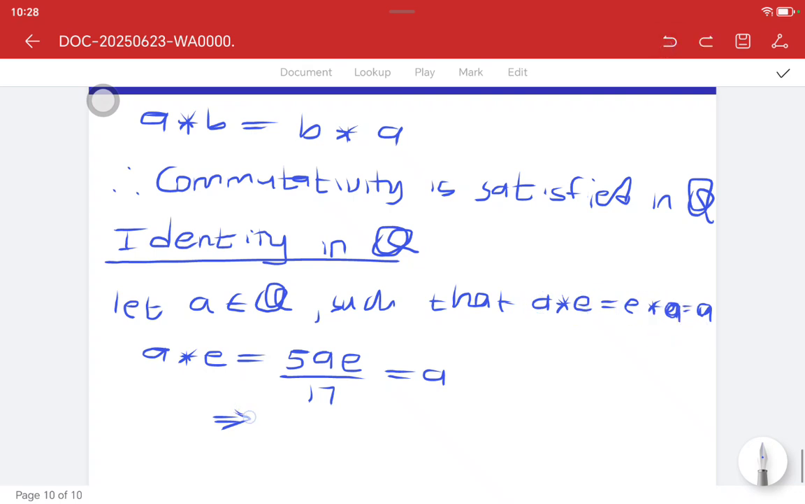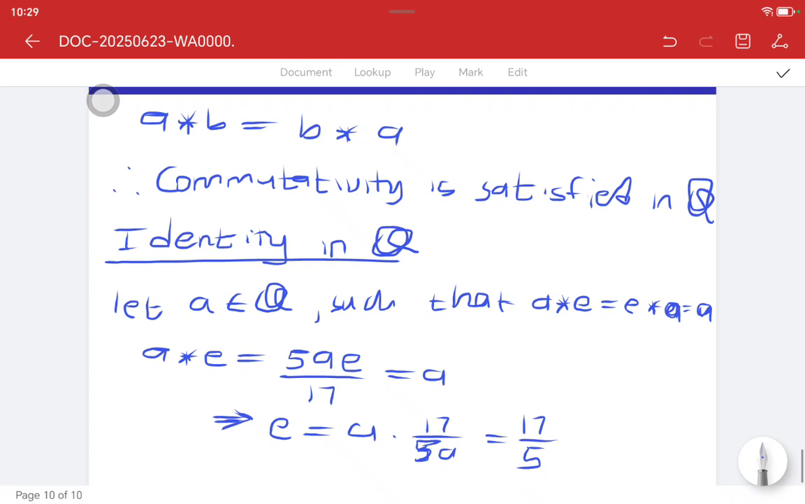If I want to find this E, I'm going to multiply the other side by the inverse of this. So E will be equal to A times 17 over 5A, and the A will cancel out. Then here I'm going to get 17 over 5, and that will be our identity.